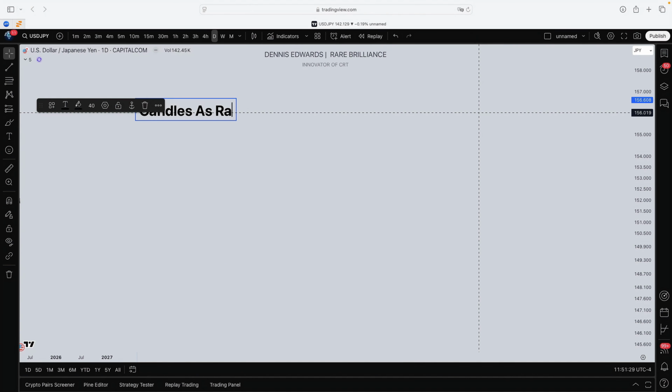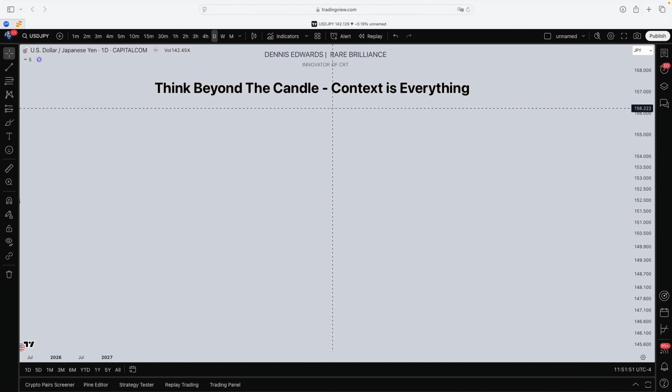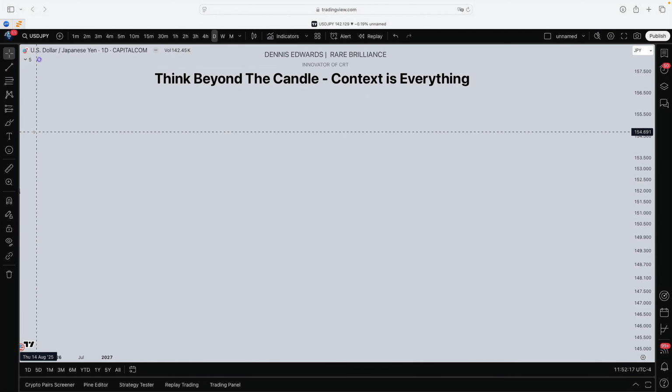Like I said, think beyond the candle. Context is everything. Now, this is the part that a lot of people may misunderstand when it comes to CRT or even understanding its core, because this is where most traders stop. This is where they focus on the candle itself without asking why it formed and where it formed. So, the type of questions that you're going to need to ask yourself are questions like these.